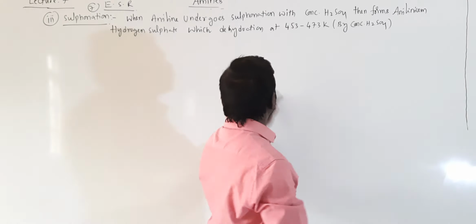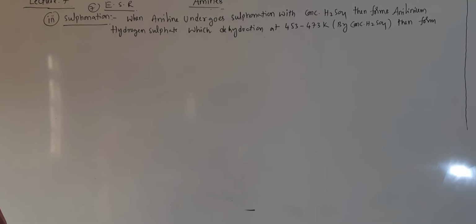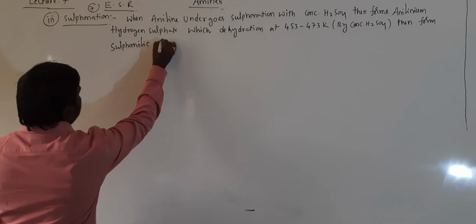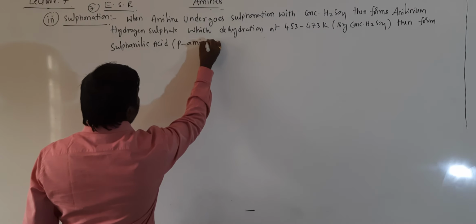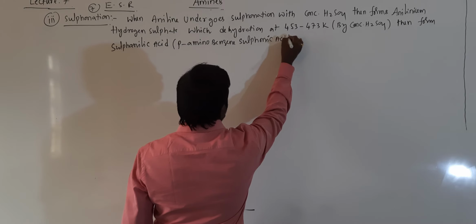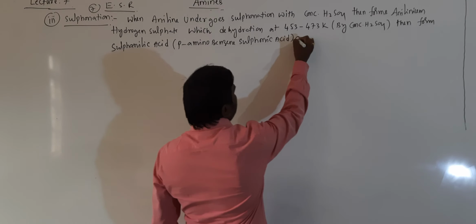In the next step, dehydration, then forms para-aminobenzene sulfonic acid, sulfanilic acid. Sulfanilic acid is also called para-aminobenzene sulfonic acid. Right, students? Yes. As major product.